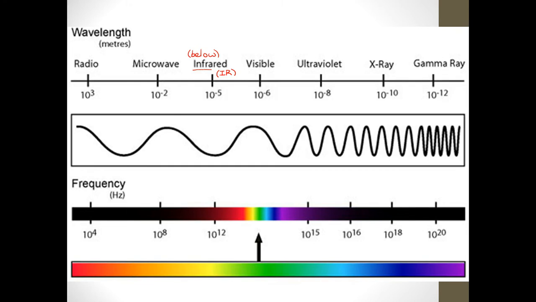Okay, and then we get to the visible lights. Now the visible lights are basically white light, and if we look at white light and we split it up through a prism, then we get the visible colors. Okay, or Roy G. Biv.